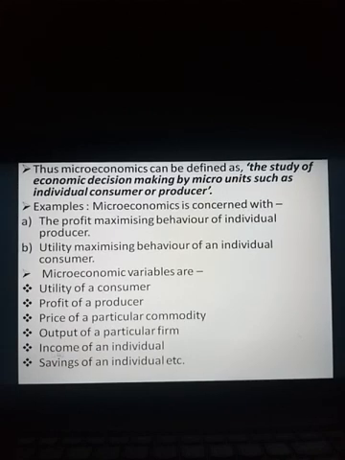Then income of an individual, savings of an individual. In the same way, investment done by an individual, and so on.